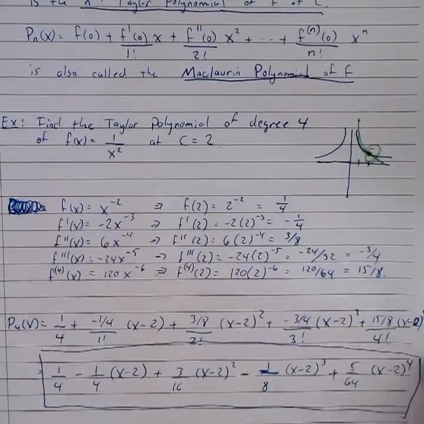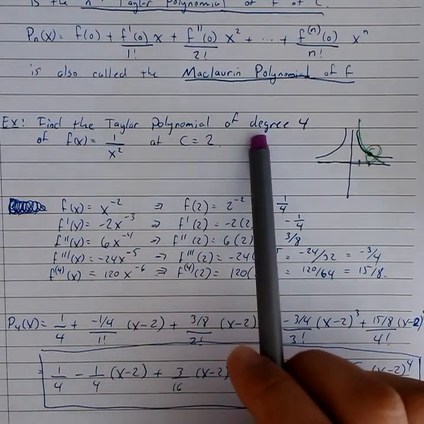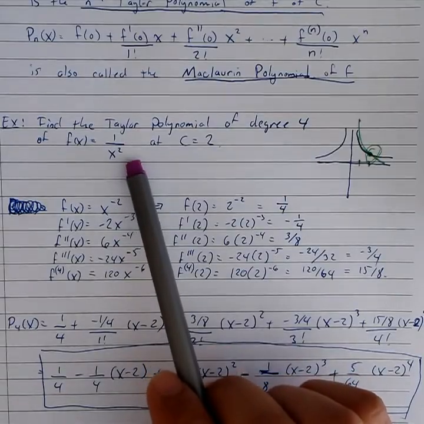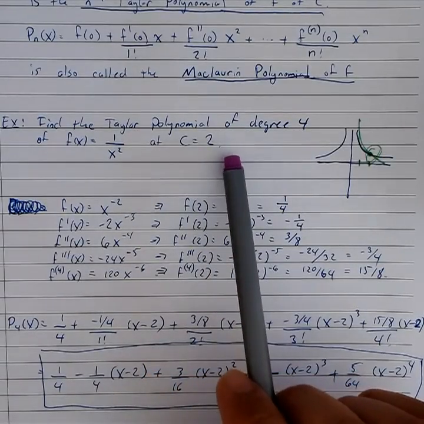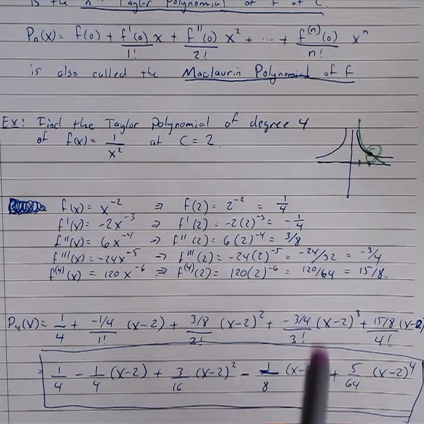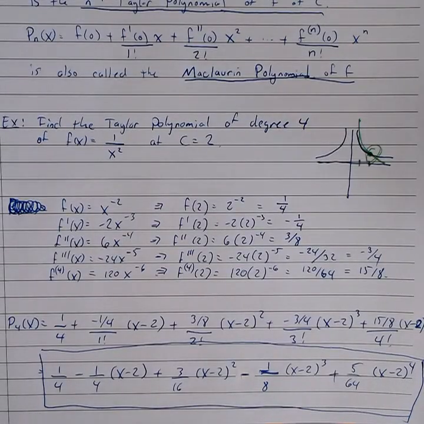Okay. So here we see the full example, so let's just go through it. The question would read something like, find the Taylor polynomial of degree 4 of f of x equals 1 over x squared at c equals 2. I did this one ahead of time because the arithmetic is just a little annoying, and well, you didn't want to see me use a calculator over and over again, did you?